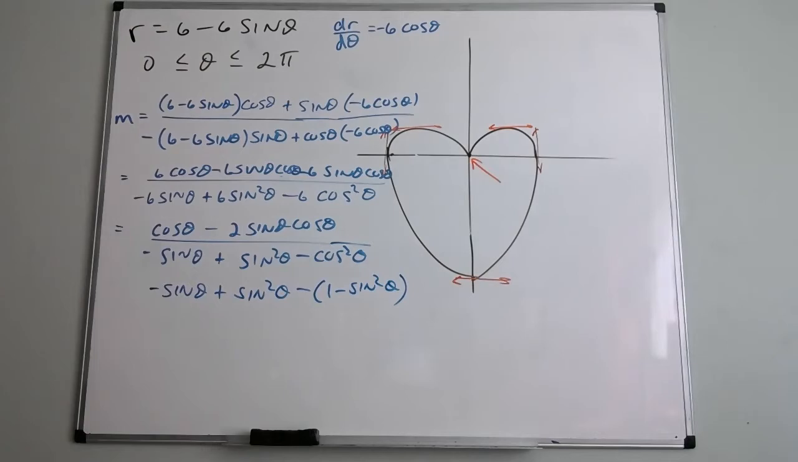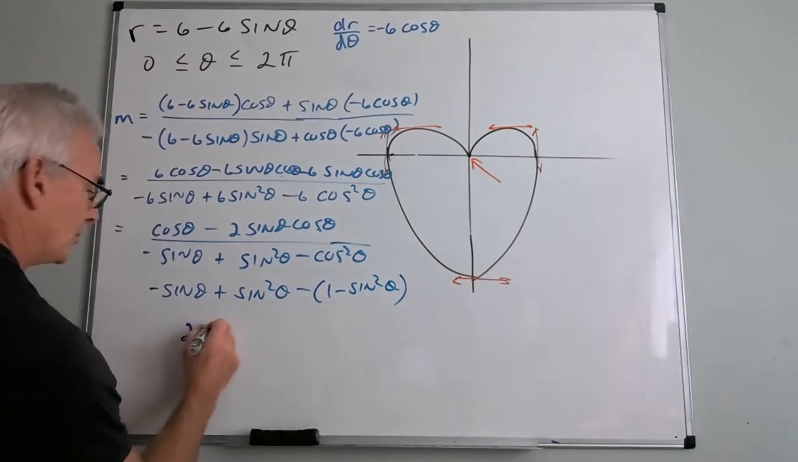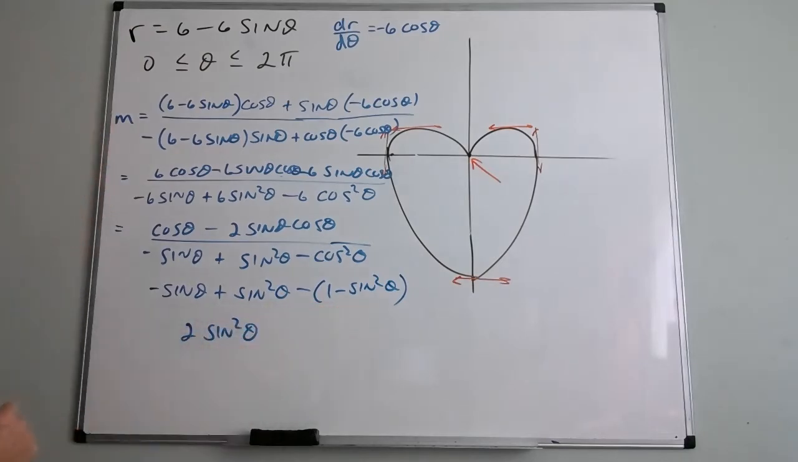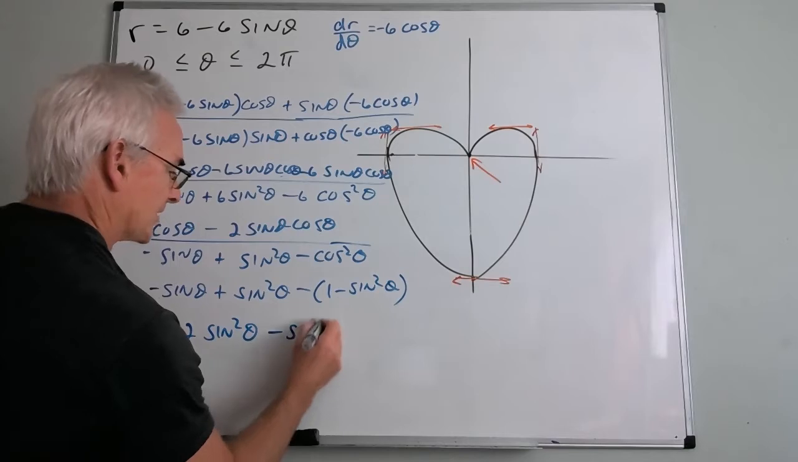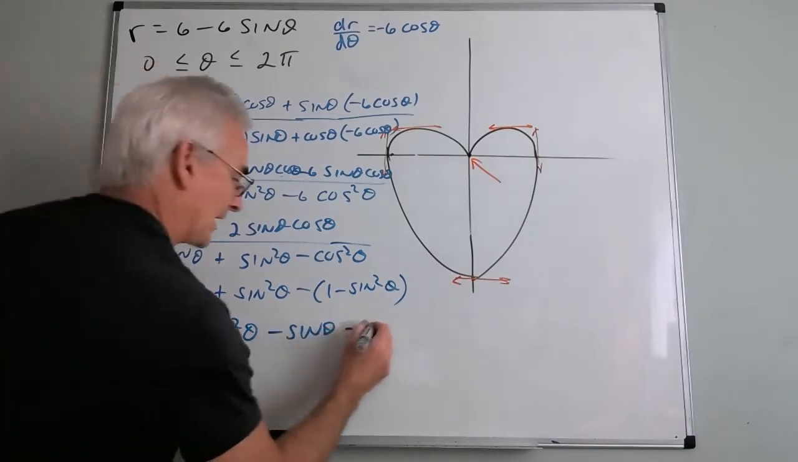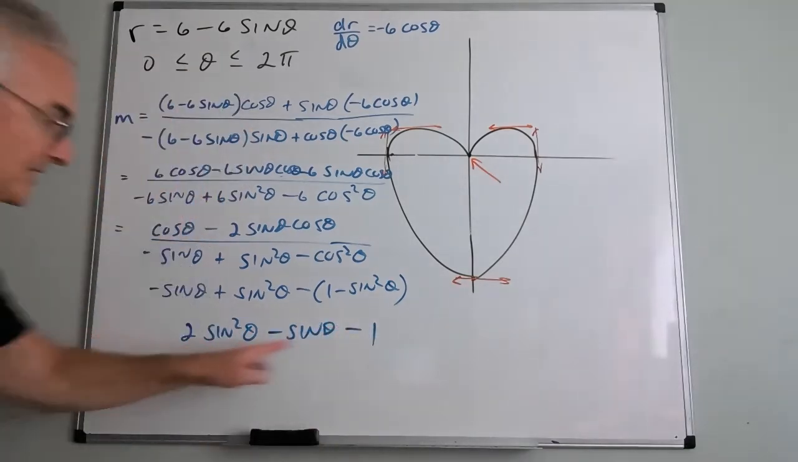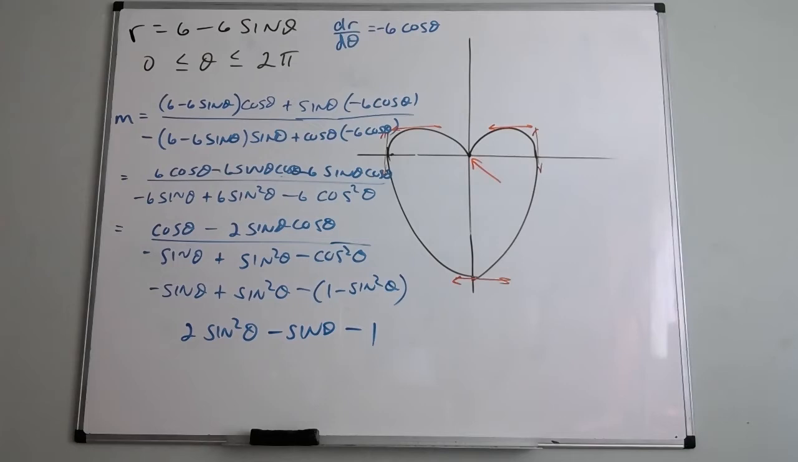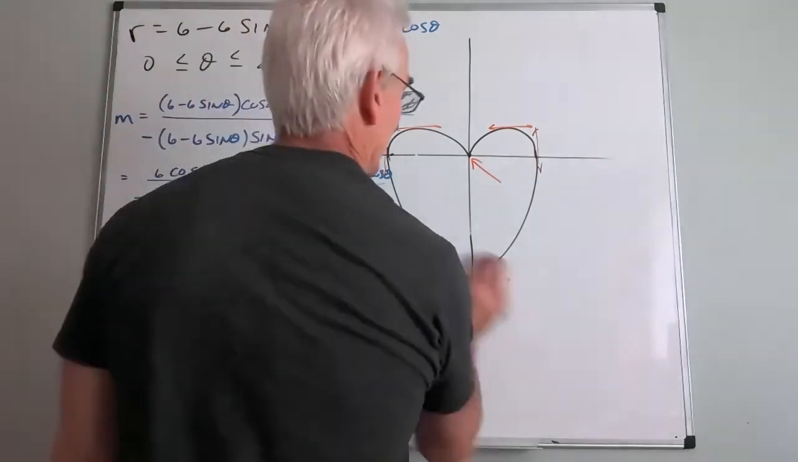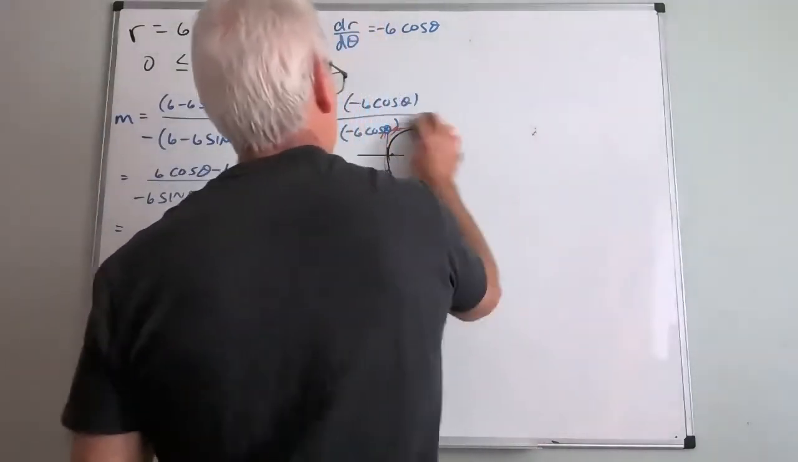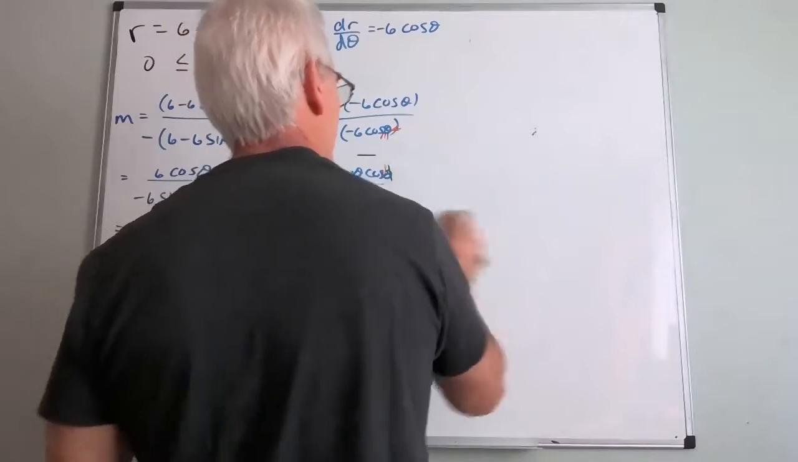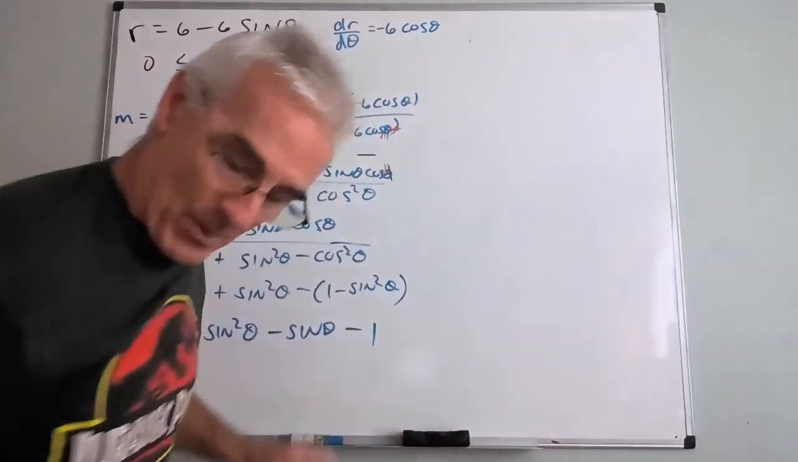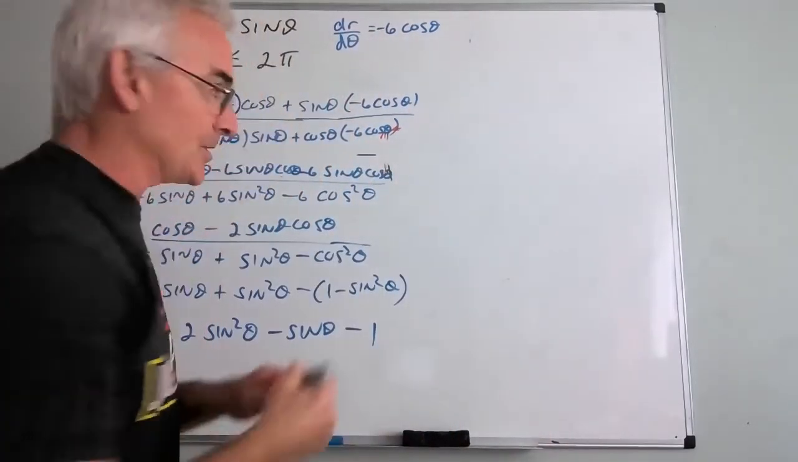That's my new denominator. So that would be 2 sine squared theta minus sine theta minus 1. And that turns out to be easy to factor. Okay. I'll rewrite this. Sorry, I just don't think I can squeeze everything in here. So right now we're going to factor our numerator and factor our denominator.